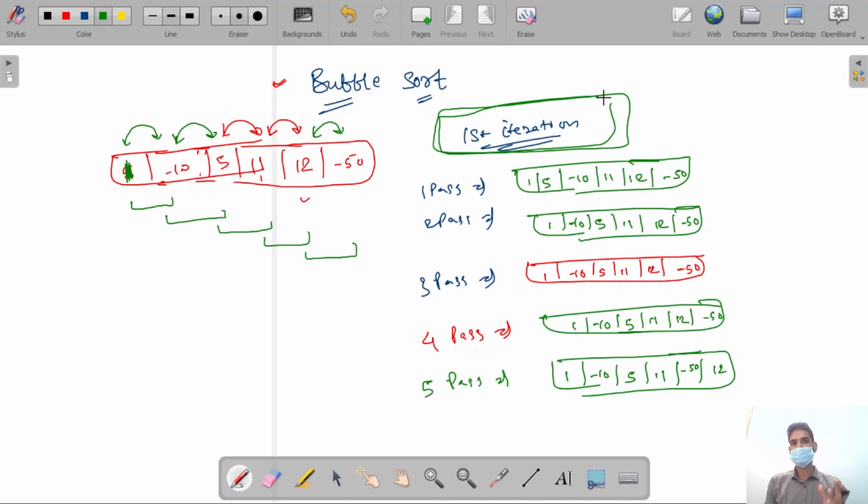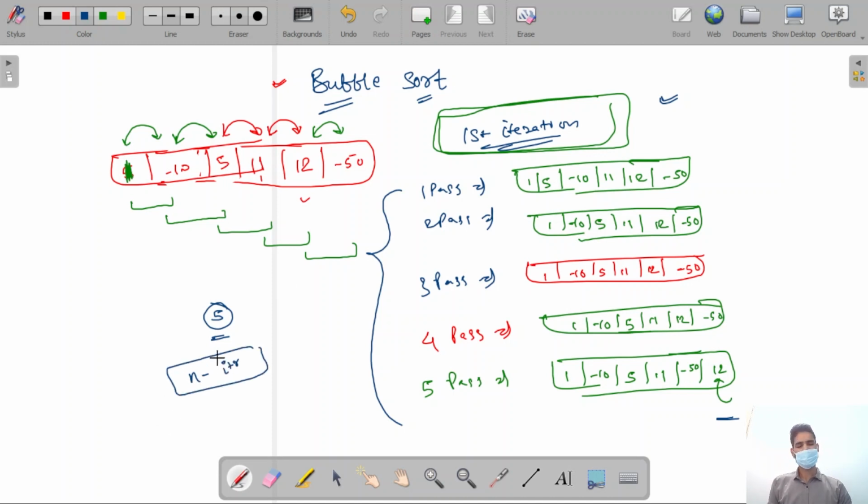What we got from it is the maximum value of the array at its correct position: 12 is at its correct position. How many passes have we taken? There are 6 elements, and we have taken 5 passes. So there is a relationship between iterations and passes: if we are at the first iteration, then the total number of passes will be n minus iteration.